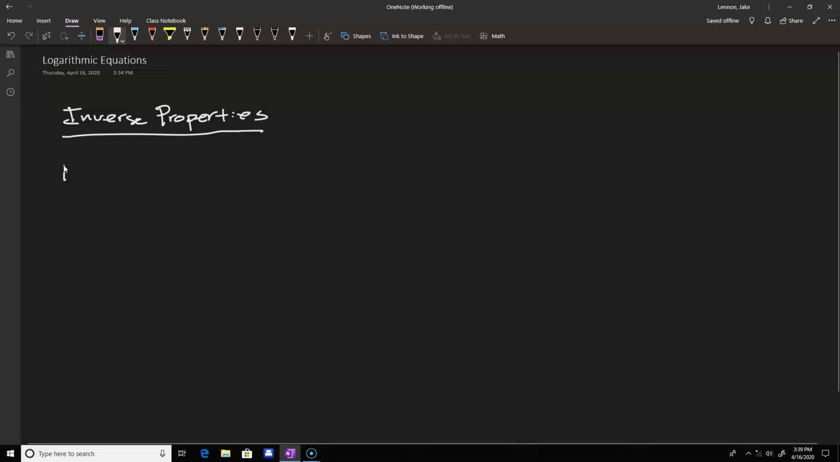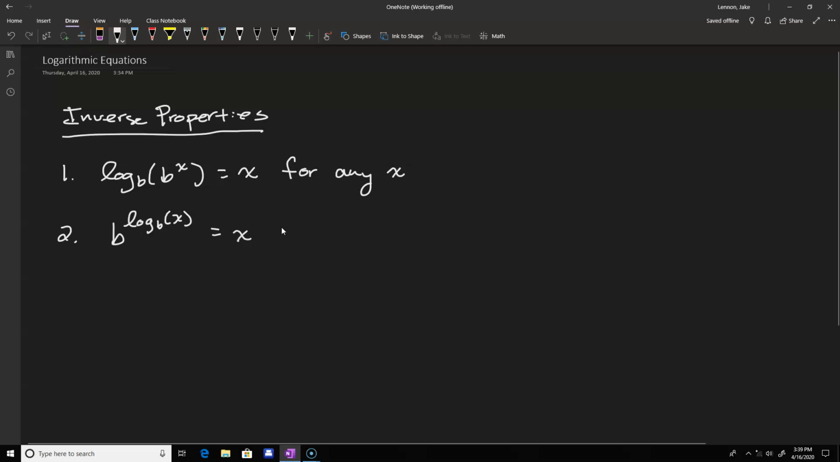The inverse properties basically say that if I take the log base b of something with an exponential base b to the x, this is exactly x, and that's for any x. And if we do b raised to the log base b of x, this is also equal to x, but this is only for x greater than 0 because that is the domain of the logarithm. So x is first being plugged into the domain in property 2, whereas in the first one, you're doing b to the x, which is always going to be a positive value. So it's not going to cause any problem for taking the log of b to the x.